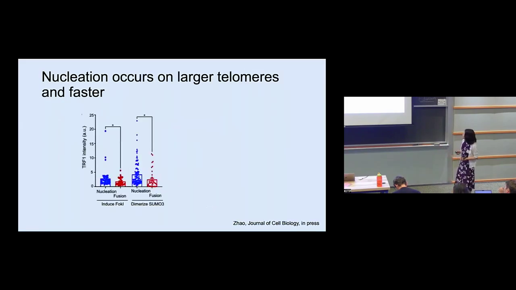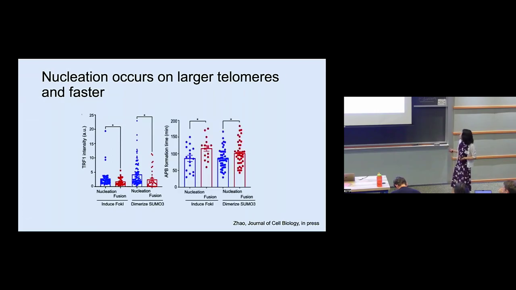Consistent with this, if we look at the telomeres that form APBs by fusion, the ones formed by nucleation are always bigger and brighter. So that correlates with how much SUMO, because both of the systems use tethering and depend on the TRF1 level on it. So with more telomeres, you just get more fusion. So again, that correlates with the SUMO level. And also, if we look at the time it takes for either fusion or nucleation, we consistently see nucleation happens faster than fusion, even though there's a lot of variance in the data.